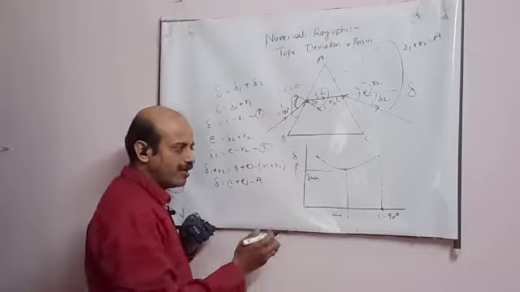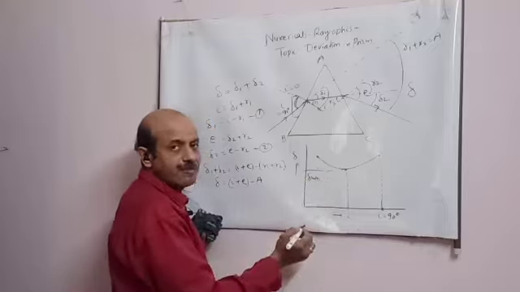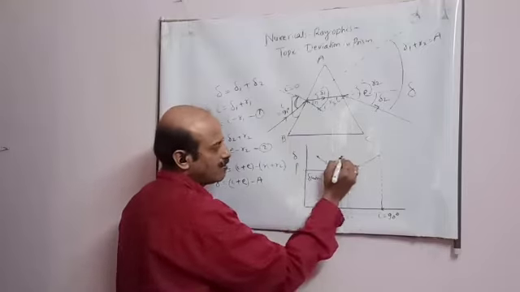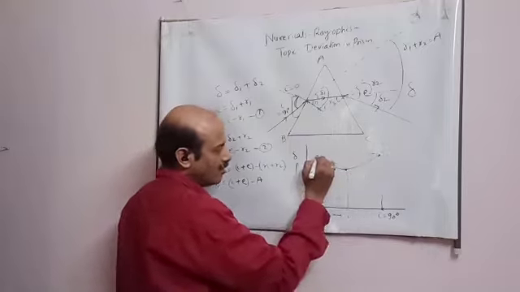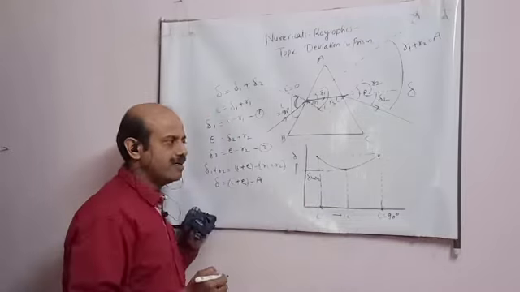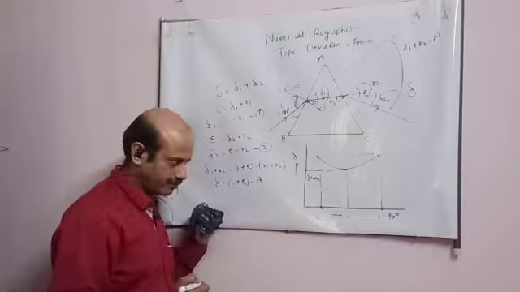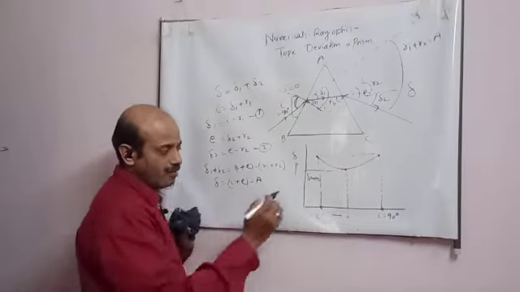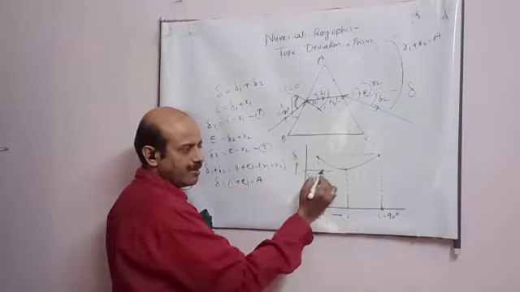Now one more thing, student: there are two angles of incidence for which the deviation is the same. One is this, and one more angle is there for the same angle of deviation. But there is only one angle of incidence for which the angle of deviation is minimum.